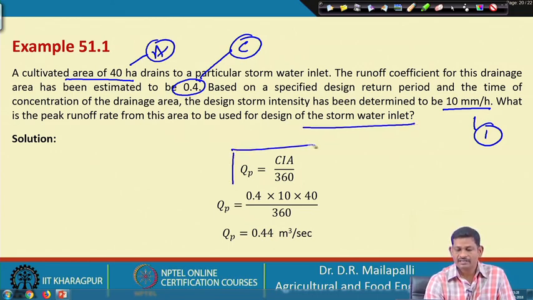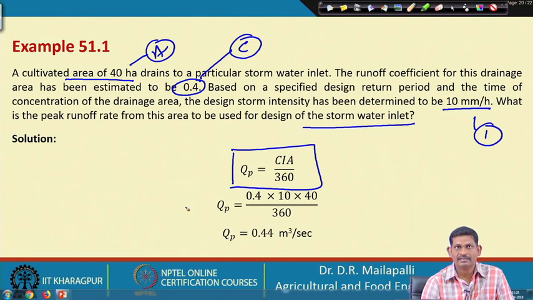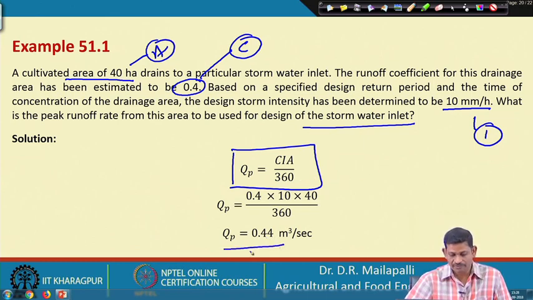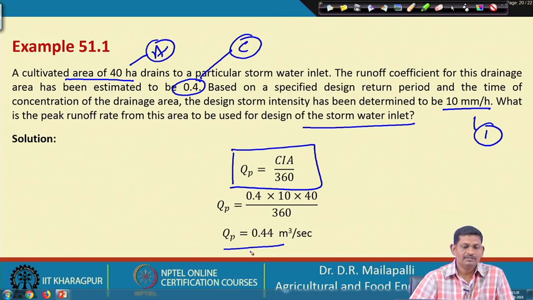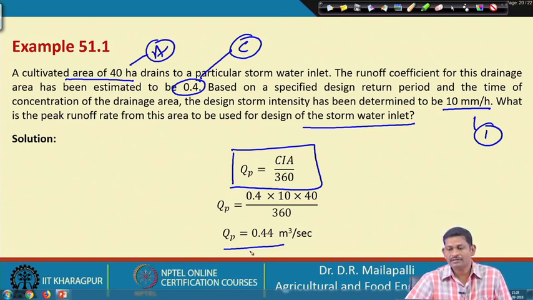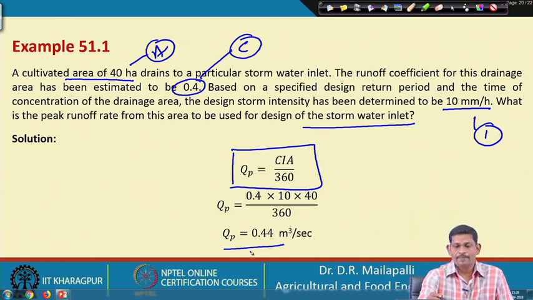Using the equation Q_P equals C I A by 360, we have 0.4, 10, 40 and 360. All values are given, so substituting them you finally get Q_P equal to 0.44 meter cube per second, which is the peak runoff rate we expect from 40 hectares of land having a rainfall intensity of 10 mm per hour.